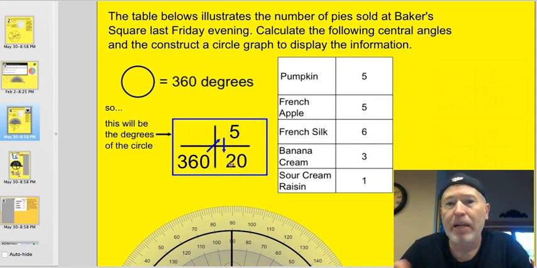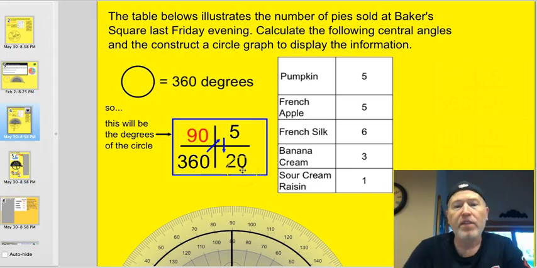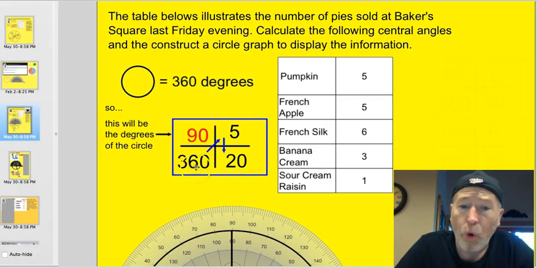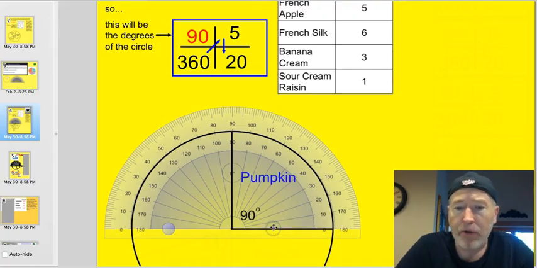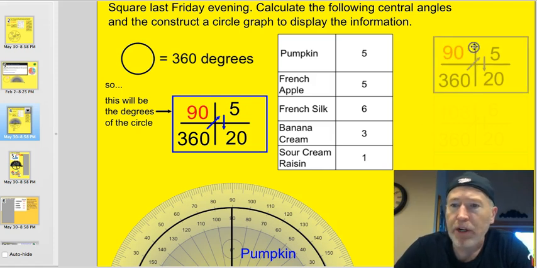And so I'm going to set up a ratio proportion. So pumpkin is 5 out of 20 is the same as something out of 360. So you multiply diagonally, 360 times 5, divide by 20, and you've got 90. That makes sense. 90 is a quarter of 360, and 5 is a quarter of 20. So we can come down here and set up a 90-degree angle, and we can see we've got our pumpkin all ready to go. That was an easy one, the 90s. All right, let's go ahead and pop in the rest of these over here.